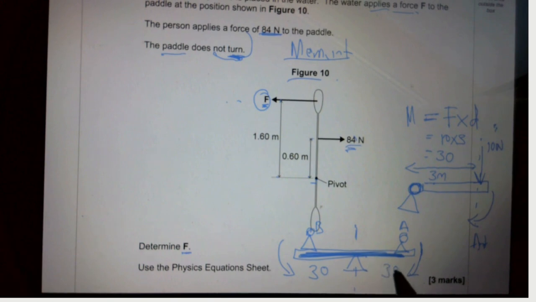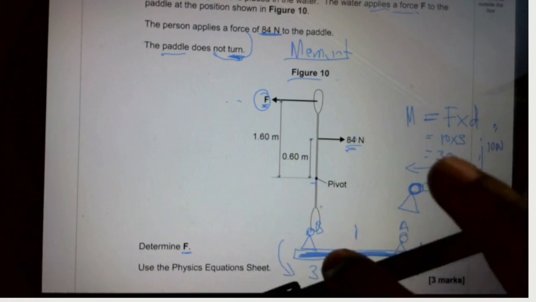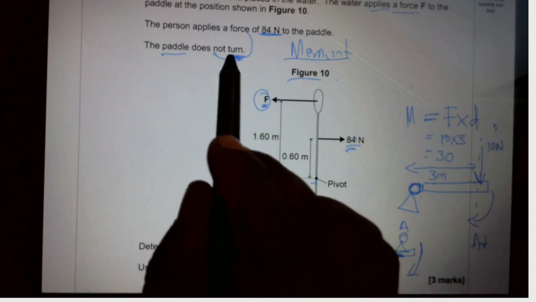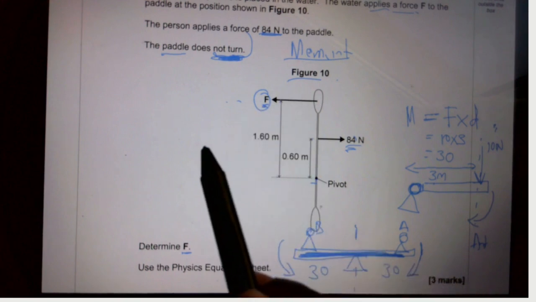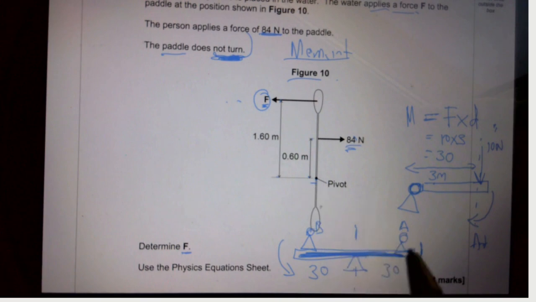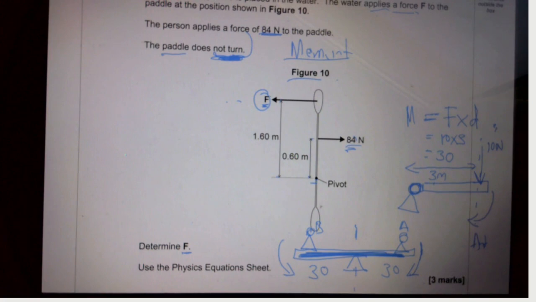It won't turn either way, unless a bigger child is replaced here, then you will see it will change maybe in this direction. Therefore, now it is not balanced. But in this question, they told us that the paddle does not turn, it means that the paddle is balanced. And if the paddle is balanced, the sum of the anti-clockwise moment is equal to the sum of the clockwise moment, as we've seen here in these two children playing with the seesaw.